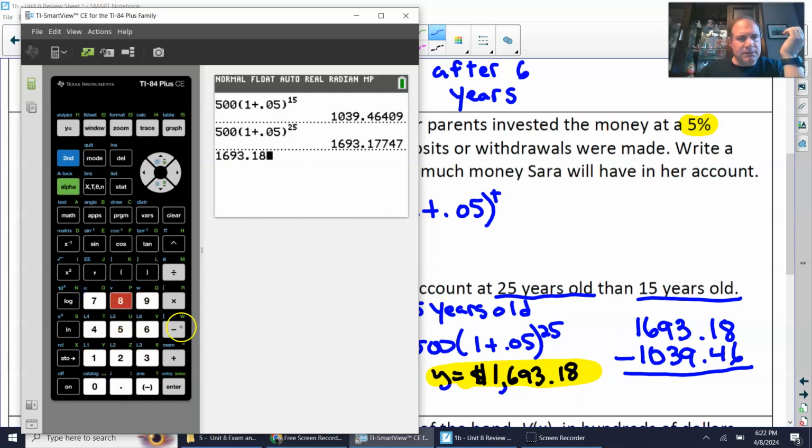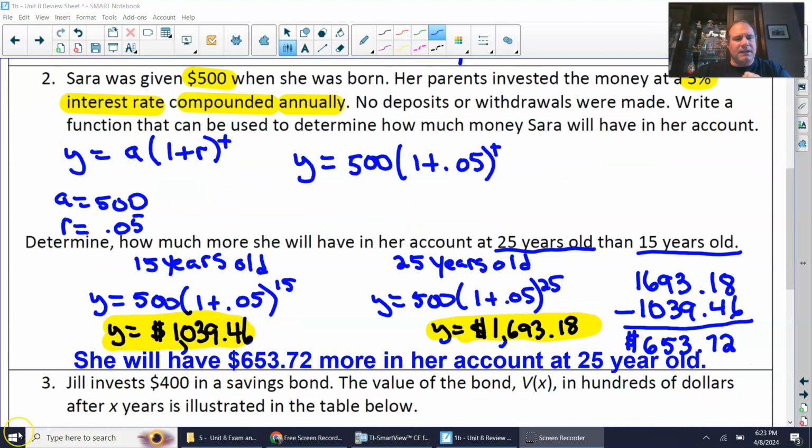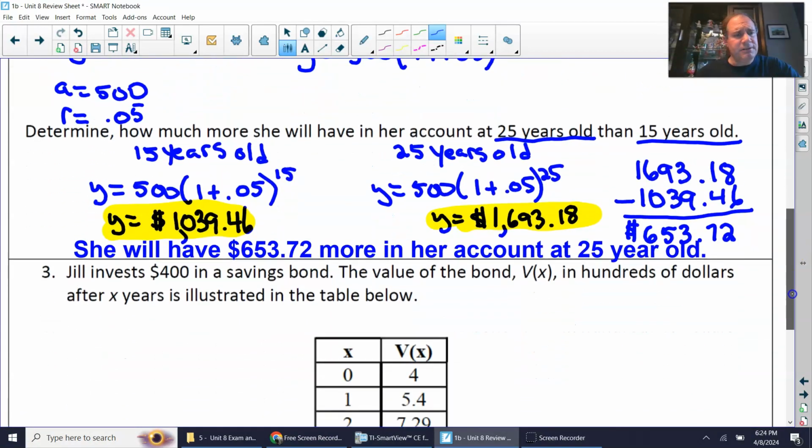We're going to just have 1,693.18 minus 1,039.46. And then we have 653.72. She will have in her account 653.72. And that's that. It's a lot of work for a question.